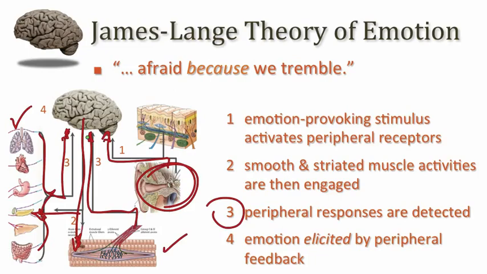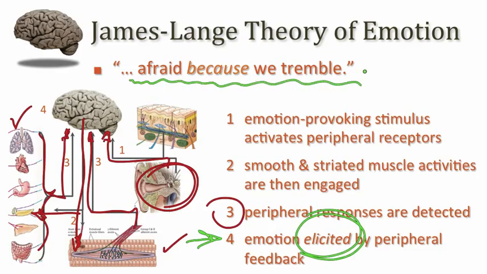So in James's concept, the emotion then is elicited by peripheral feedback. This is why he so famously stated that we are afraid because we tremble. So note the causal direction there, that the fear is the consequence of the physical act of trembling.